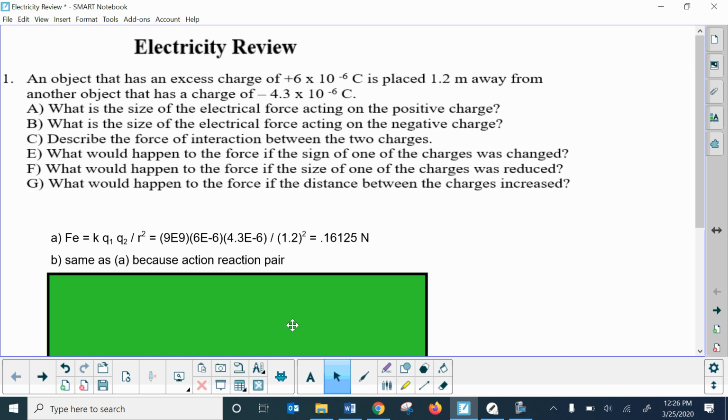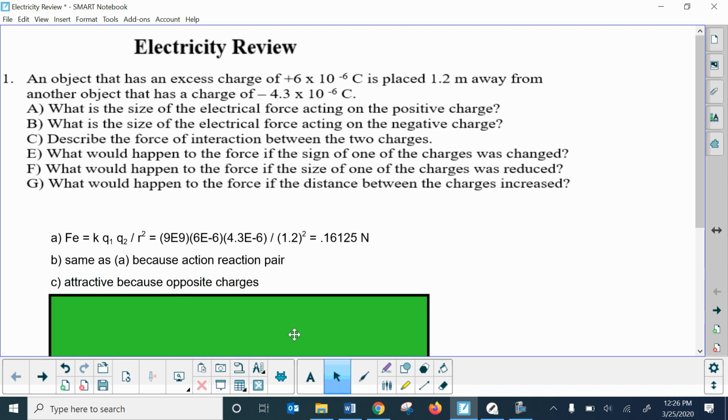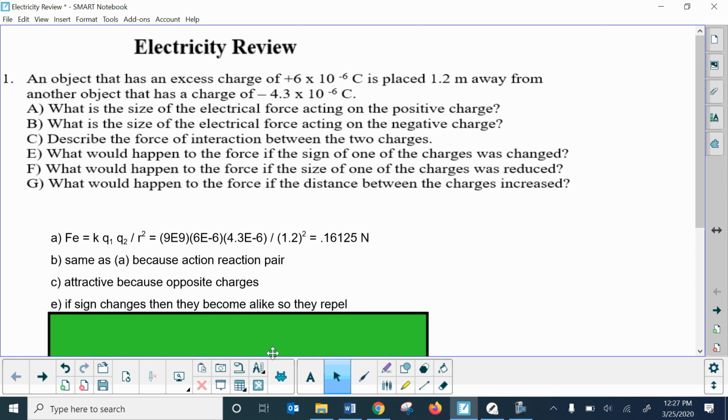Part C wants to know, describe the force of interaction. So is it attractive? Is it repulsive? It's going to be attractive, and that's because they're oppositely charged. So you have a positive and a negative, so they're going to try to attract each other. For some reason, I had D skipped, so we just go to E, and E says what would happen if the sign of one of the charges was changed. So if it changed from positive to negative or negative to positive, the two charges would become the same type of charge. So they would be alike, and because they're alike, they repel.